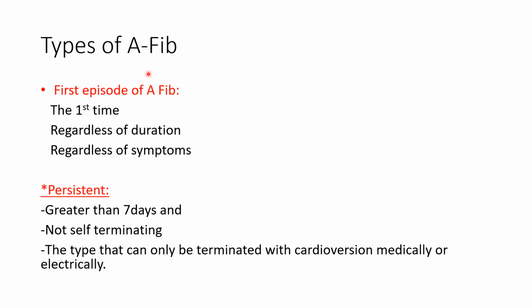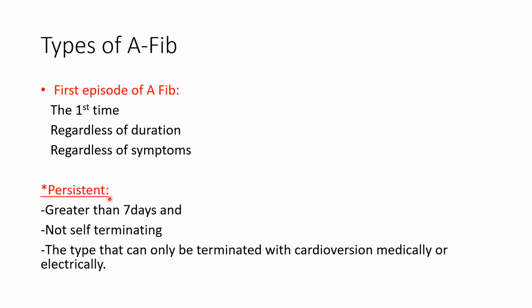Now, atrial fibrillation. Do we have different types of atrial fibrillation? Yes, of course we do. Okay, let's go through them. The first episode of atrial fibrillation could be tagged first AFib. If that is the case, the individual is having this problem for the first time ever in life. Here, we care less about the duration or the symptoms. All we are saying is this is the first time Mr. AA is having AFib. So first episode of AFib. We can put that on the card or on the record.